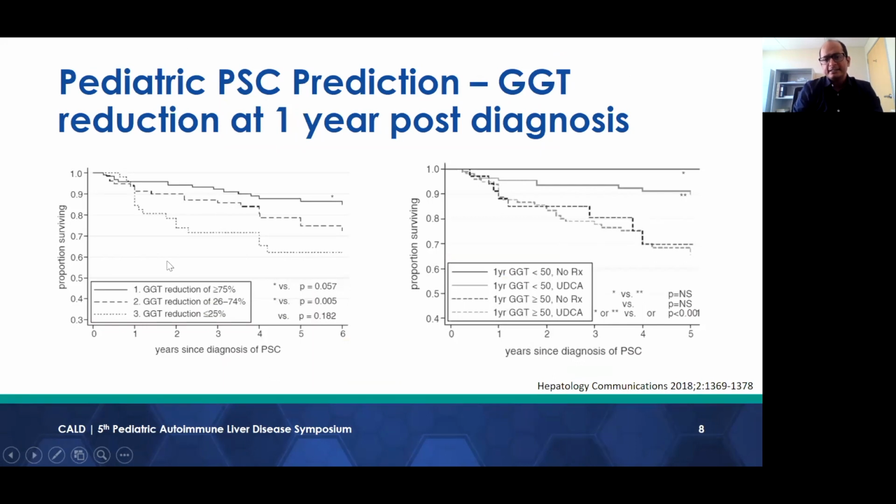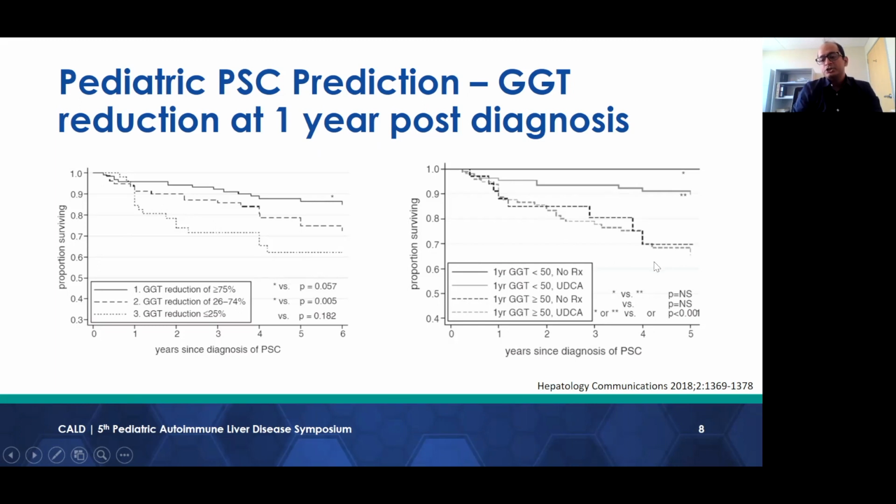Shown here is a commonly used biliary marker, GGT, and its predictive value in pediatric primary sclerosing cholangitis. On the left, you see this Kaplan-Meier curve, which shows that if a particular child has a GGT reduction of more than 75% at 1 year after diagnosis, shown here in the solid line, the probability of surviving with native liver is much better than if this endpoint is not achieved.